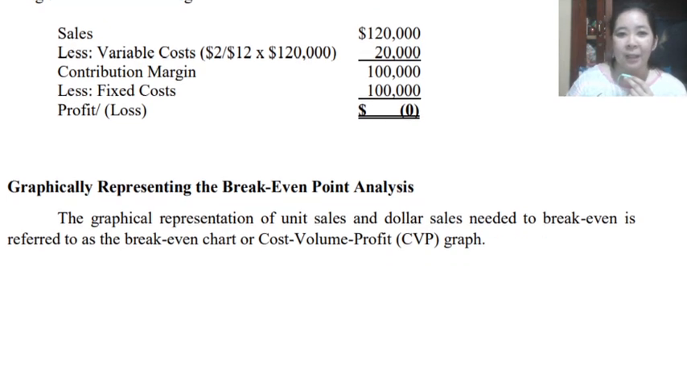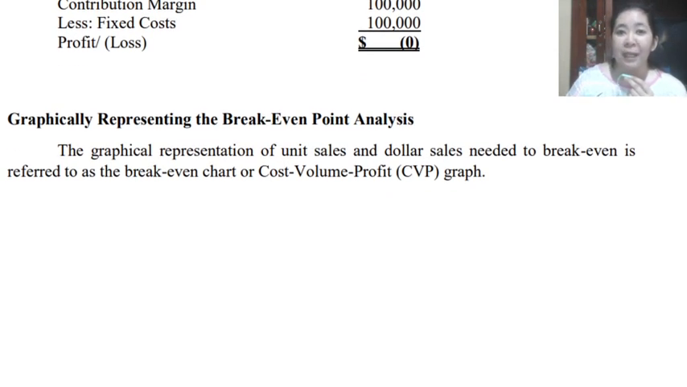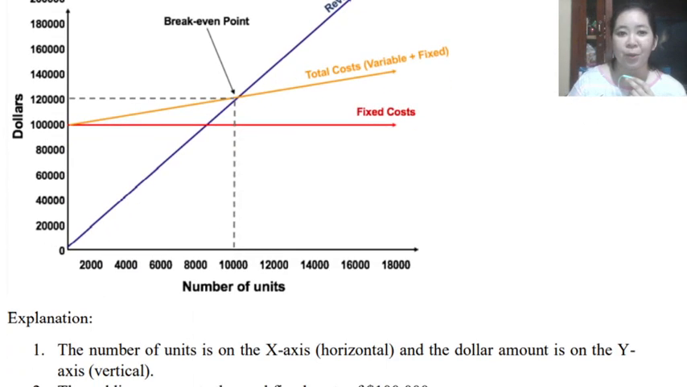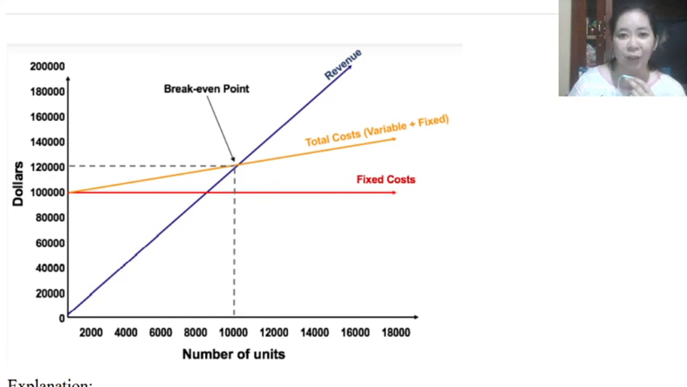Okay? So what if we graphically represent your break-even point analysis? You can do that also, using this illustration right here. We have the number of units in the x-axis, and in the y-axis we have the dollars, or level of revenue, or in peso in our case. If you could notice, the revenue is the blue line. Your total cost, which is your variable cost plus your fixed cost, is the yellow line. And your fixed cost is the red line.